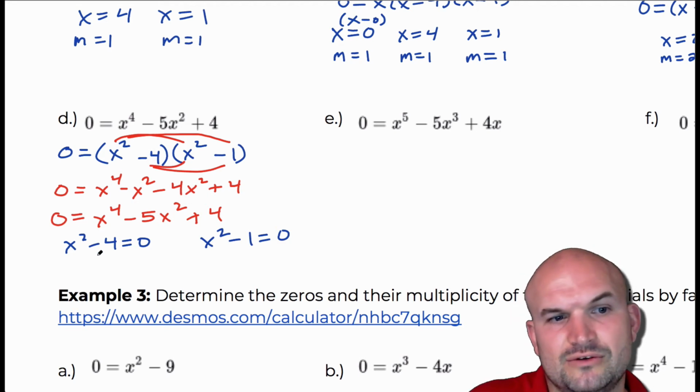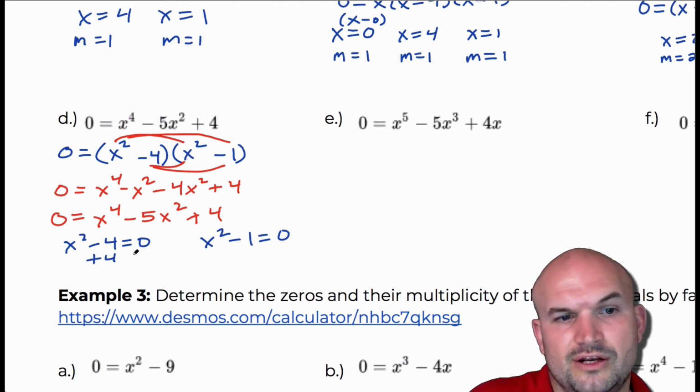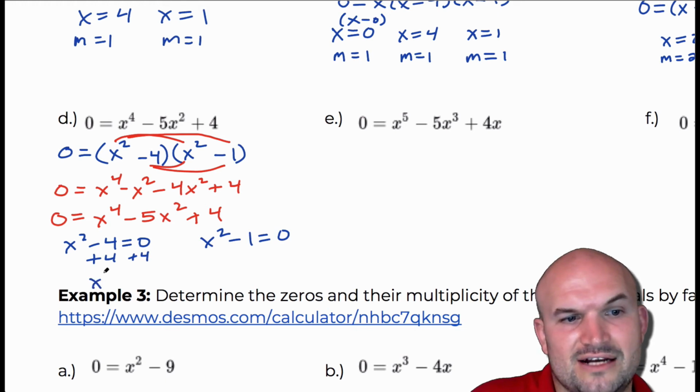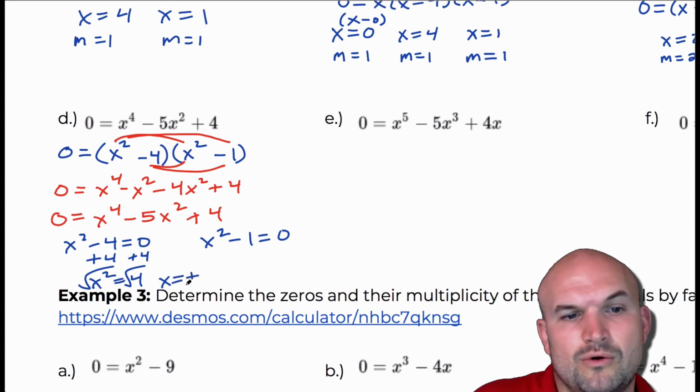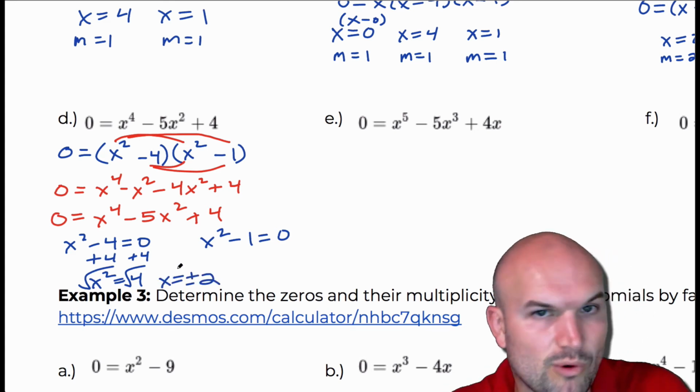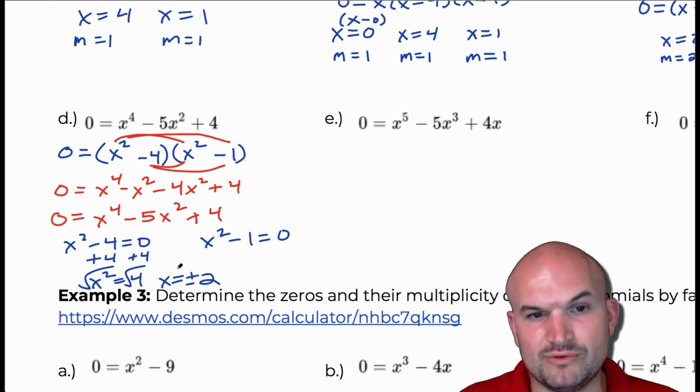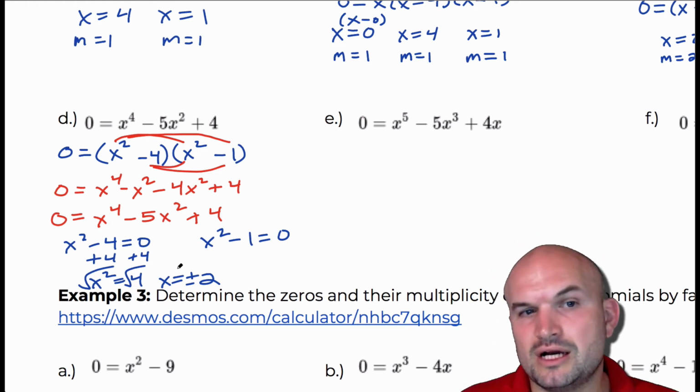So if I just set these equal to 0 and solve, add 4 to both sides, I would have x squared is equal to 4, and then I'd take the square root of both sides, and x would equal plus or minus 2. And again, that's important. That's why, when you introduce the square root, that plus or minus comes. That's where it comes from.